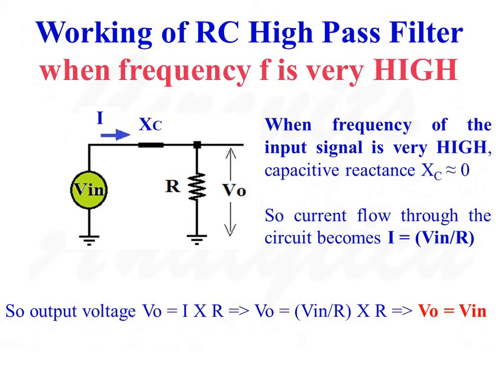As capacitive reactance is very small, capacitor Xc acts as a short circuit, so output voltage is equal to V in, as the input voltage V in appears across the load resistance R. Output voltage V0 is equal to V in.